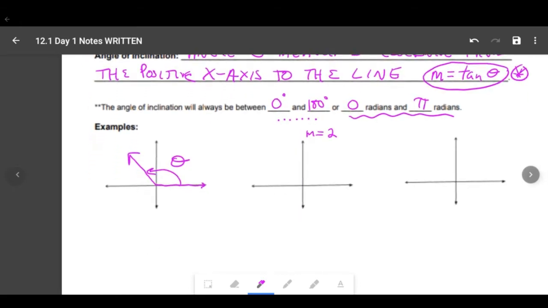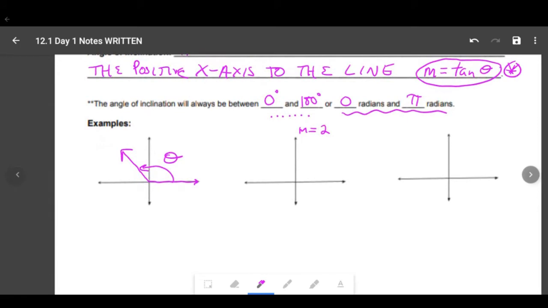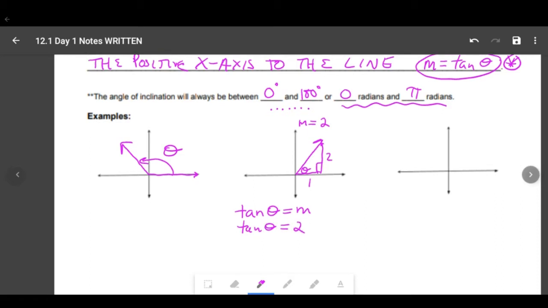All right, so if I get a slope of 2, if we were to draw a line here, that would have a slope of 2 because you go 1 horizontally, you go 2 up. We've done slope multiple times in your life. So we know that the slope is 2 there. Well, what we can do is use this formula to find the angle of inclination. The formula I just set up says tangent of theta is equal to m. So in this case, tangent of theta is equal to 2.